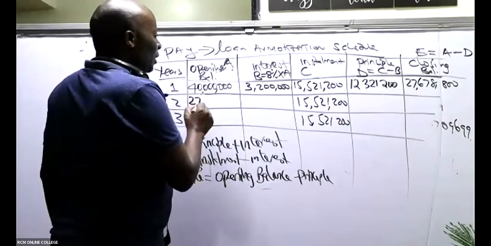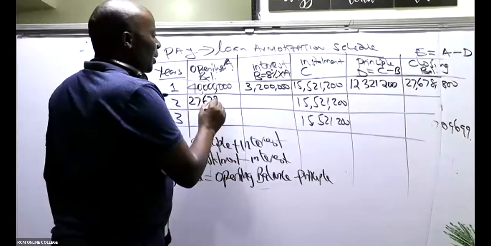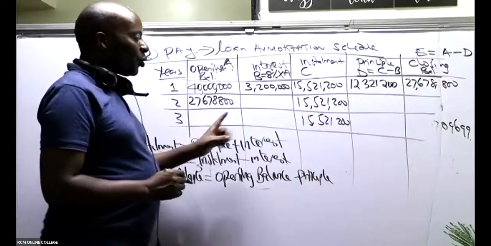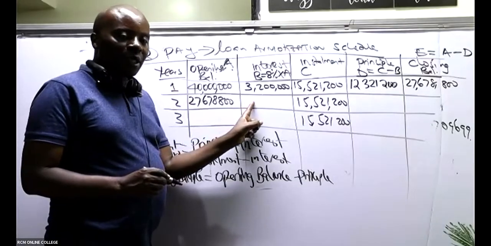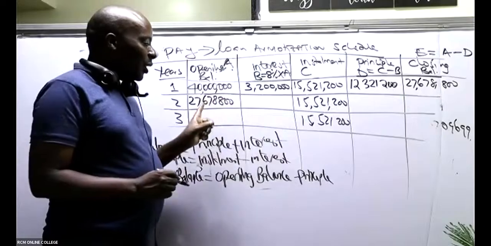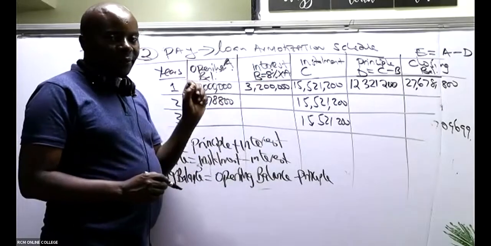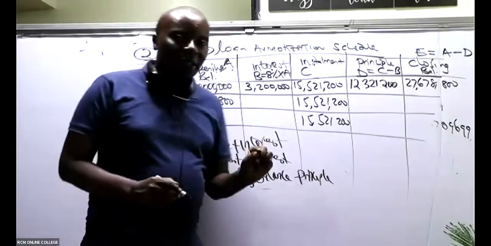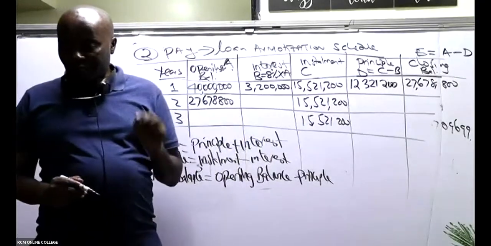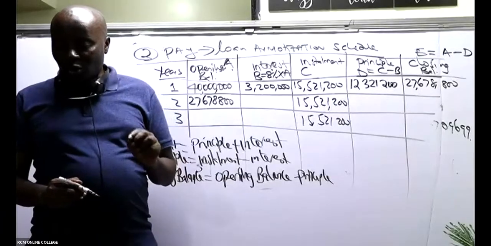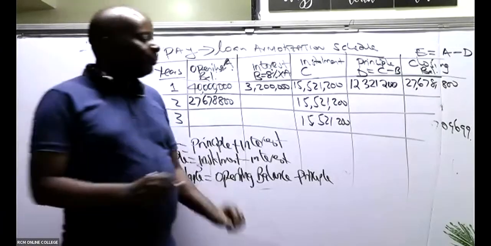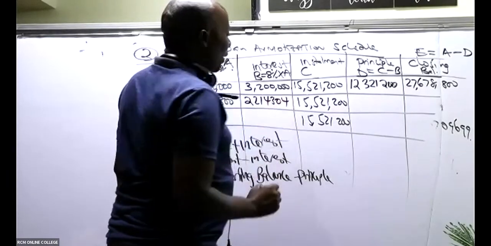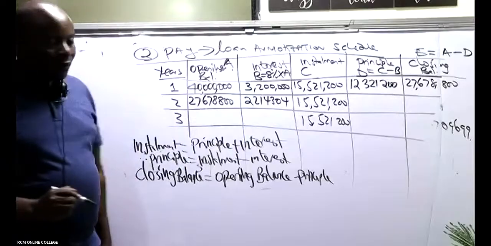So we have here 27,678,800. Now this is the amount that we shall use to charge you year 2's interest. So you take this one times 8%, because always interest will be levied on the opening balance. Thank you very much. So 221.4304.